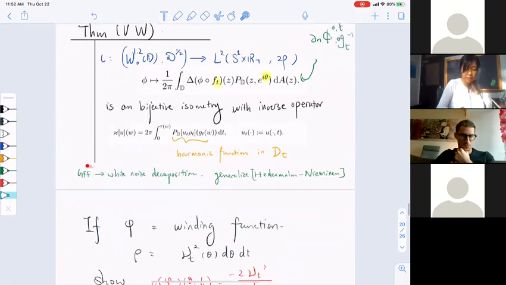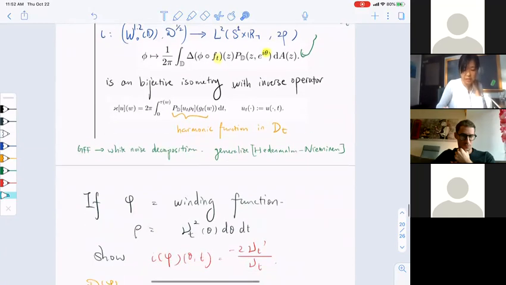And this decomposition of the Gaussian free field into a white noise decomposition has been observed in a work by Hock and Hillemann and Nieminen.